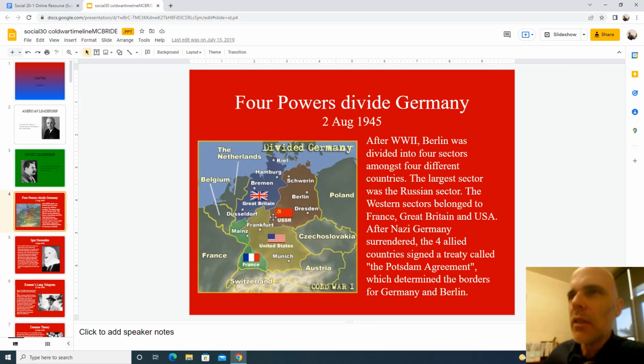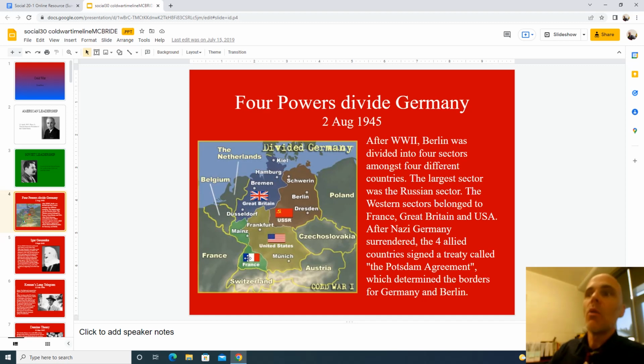Yesterday we talked about this concept of the Soviets occupying Eastern Germany, and the Americans and their allies, the British and the French, occupying Western Germany. So the four allies, they have different zones of Germany, and they have the responsibility of denazifying them.